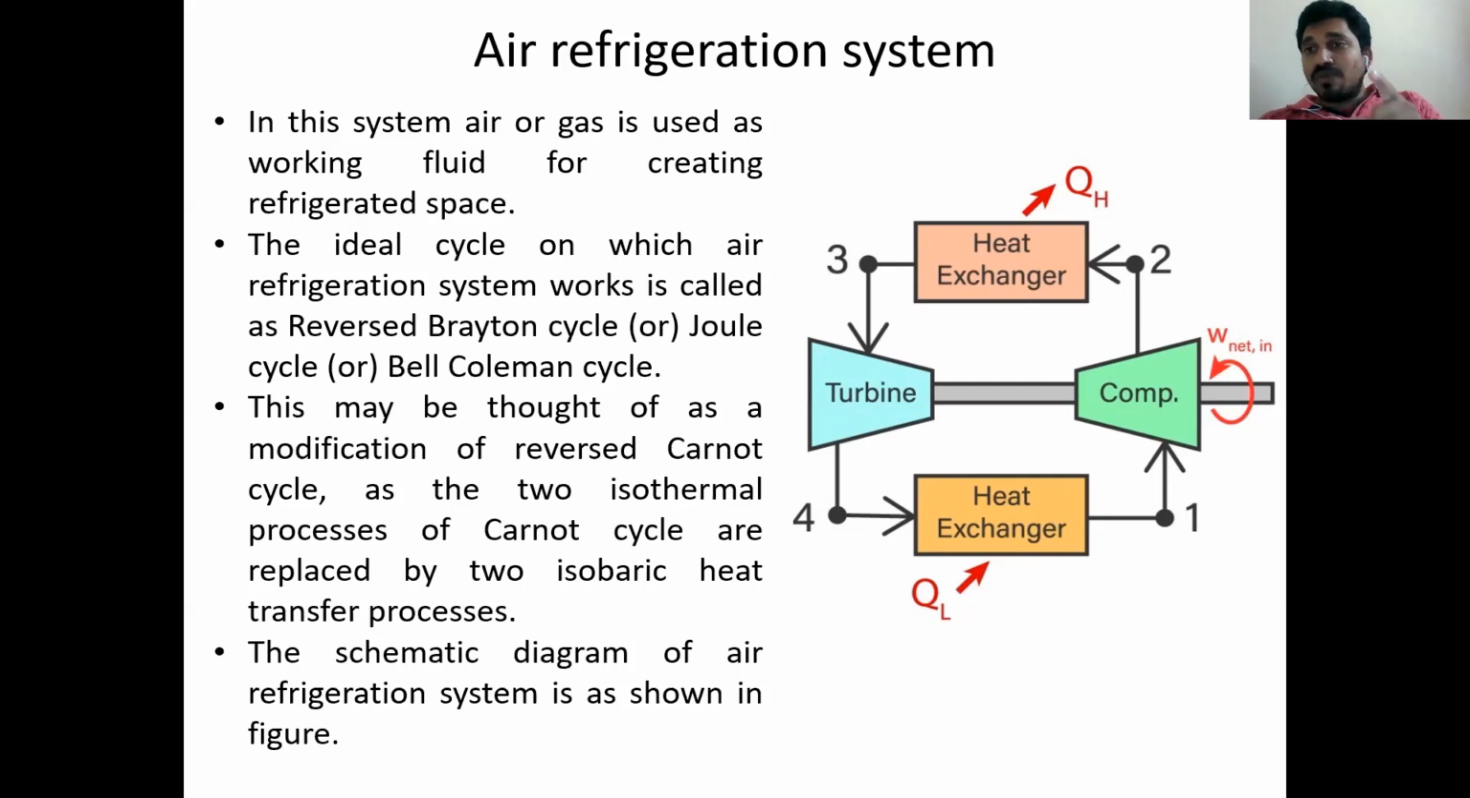Isentropic compression has to be considered for the ideal reversed Brayton cycle. Isentropic compression. Isentropic, we already discussed in thermodynamics and thermal engineering. Isentropic means it is a process that is reversible and adiabatic. Don't consider only adiabatic. It is a process that is reversible and adiabatic. Reversible means in which we do not have any frictional effects. Adiabatic means no heat transfer takes place from system to surroundings and vice versa. So if I consider a process like that, that process is called an isentropic process.